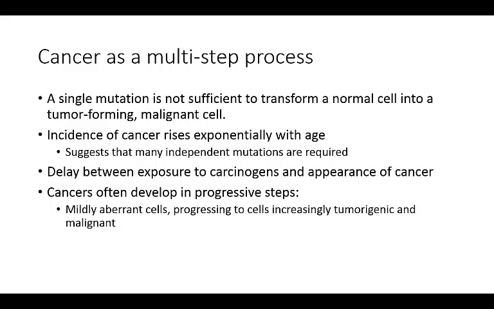Cancers themselves often will develop in progressive steps. You may start off with just some mildly aberrant cells, and it may progress and progress until the cells become increasingly tumorigenic and malignant. And ideally, we can start to identify tumors earlier. The person who has it identified much earlier is going to have a much better prognosis on average than somebody who doesn't have it diagnosed until it's much, much later.